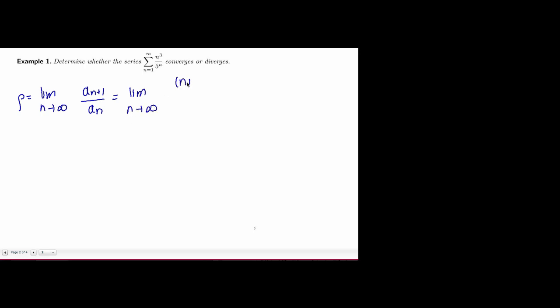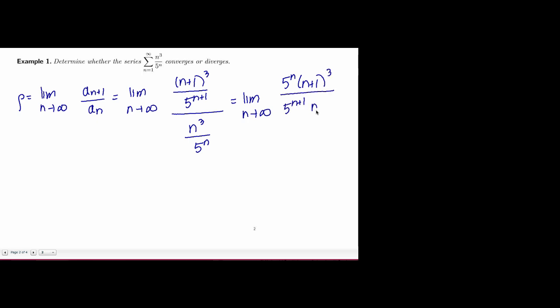So we will put in a sub n plus 1. That means everywhere there's an n, we're putting in n plus 1. So n plus 1 cubed over 5 to the n plus 1 over a sub n. So n cubed over 5 to the n. So now we'll do a little bit of algebra to simplify this expression before we take our limit. So we notice that that fraction in the denominator flips. So we end up with 5 to the n times n plus 1 cubed over 5 to the n plus 1 times n cubed. So 5 to the n over 5 to the n plus 1, that simplifies to 1/5. And now we're left with n plus 1 cubed over n cubed. So I'm going to write that as n plus 1 over n all cubed.